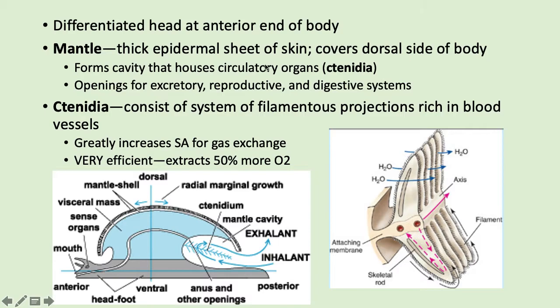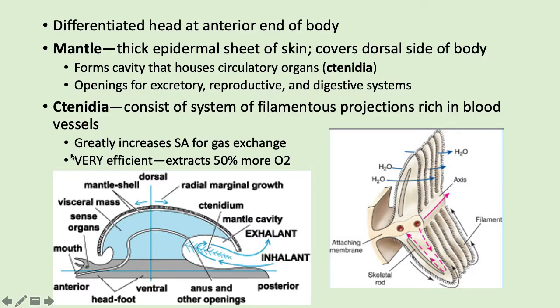A thick epidermal sheet of skin covers the dorsal side of the body and forms the cavity that houses the circulatory organs. The circulatory organ, or lungs, is called the ctenidia, and you can kind of see that right here. It's blue, and it looks like a fern leaf or some kind of compound leaf structure. But those are also openings for the excretory, reproductive, and digestive systems.